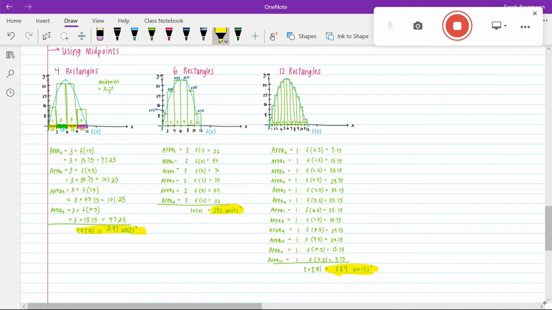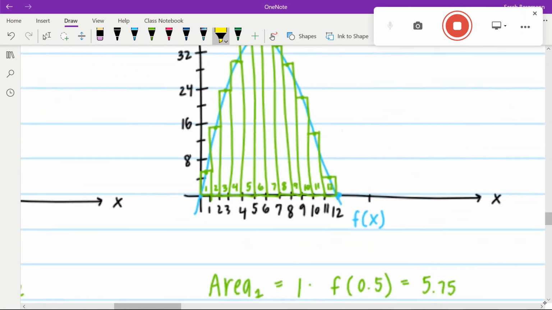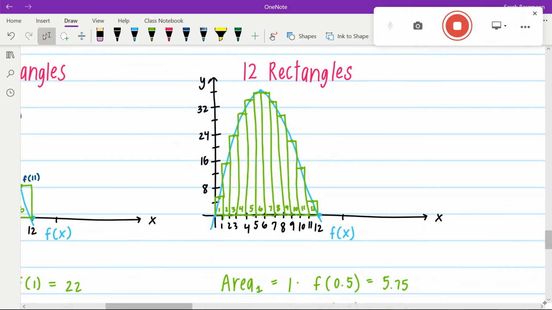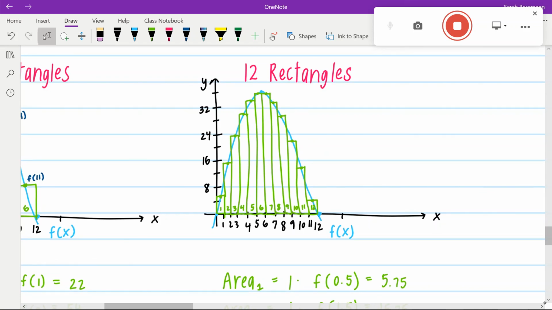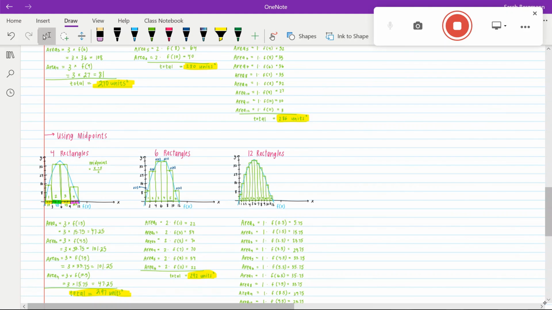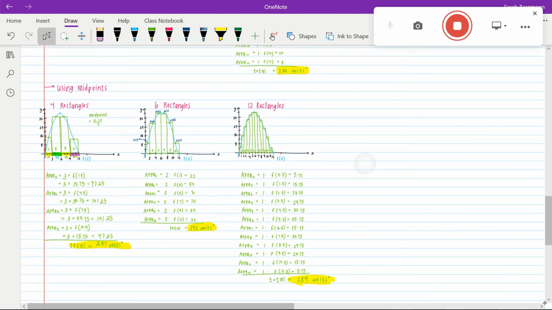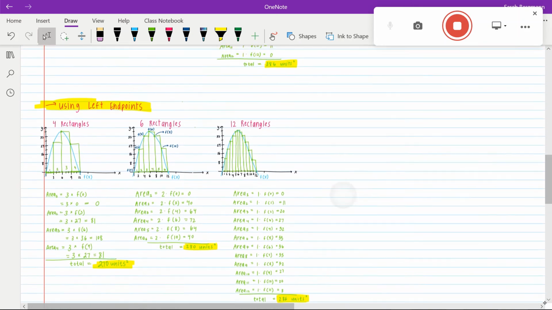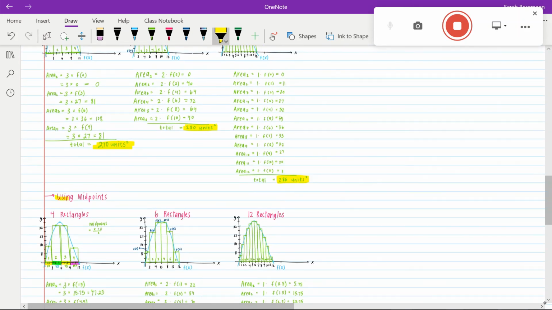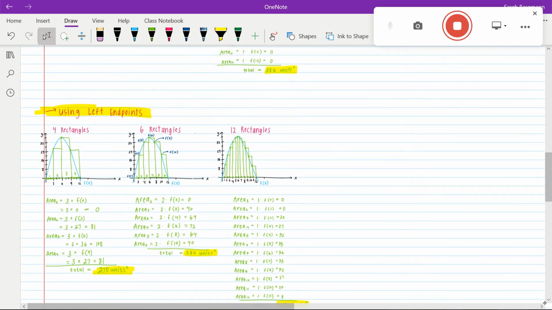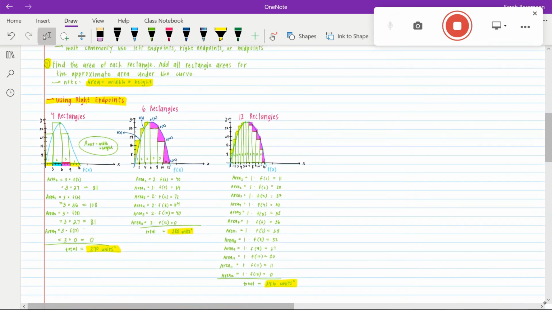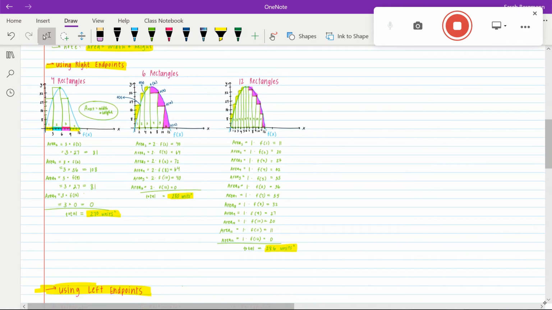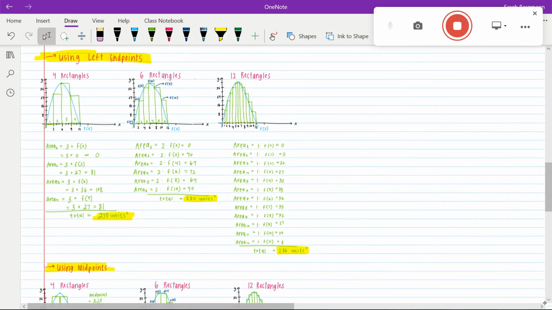I would say that out of all 9 of these examples, this one probably, to me, looks like it's the closest to the actual area, but you can think about that and decide that for yourself. Which one do you think came the closest to the actual area under the curve? Was it using midpoints? Was it using left endpoints? Or was it using right endpoints? And how many rectangles gives you the best area approximation?